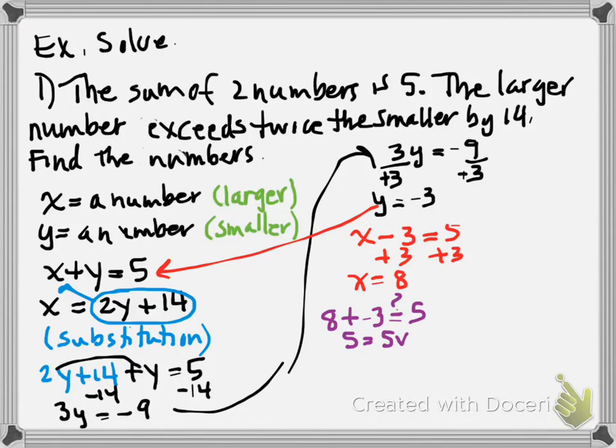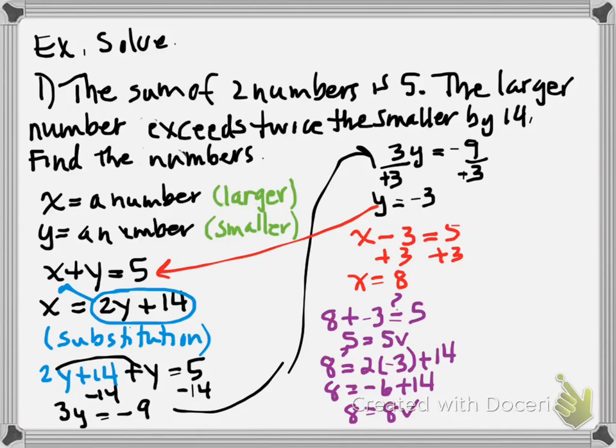Yes, it does. So that's a good answer. Does 8 actually equal 2 times negative 3 plus 14? So 2 times negative 3 is negative 6 plus 14. I get 8 equals 8. So what I've just proved is the two numbers are good.